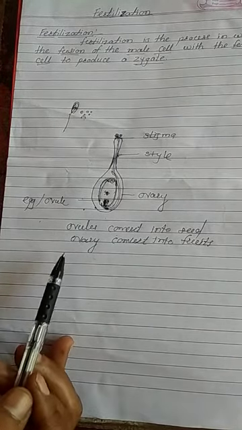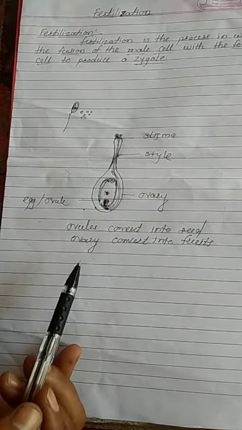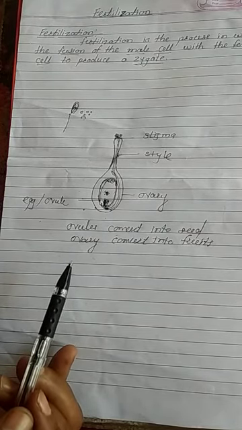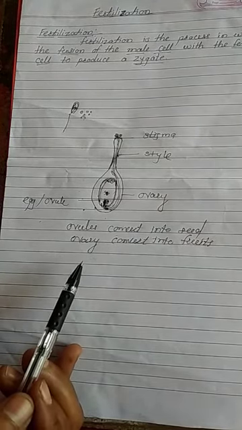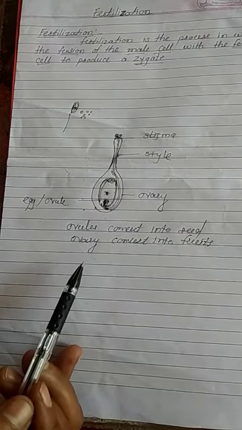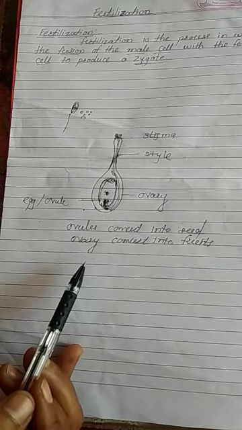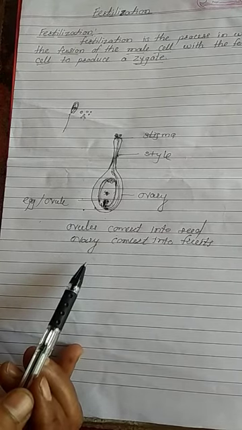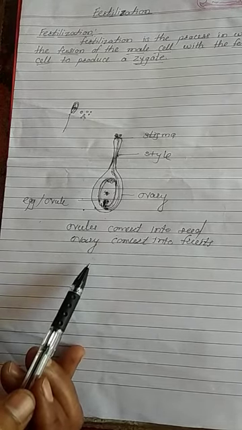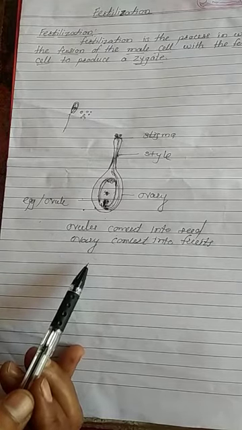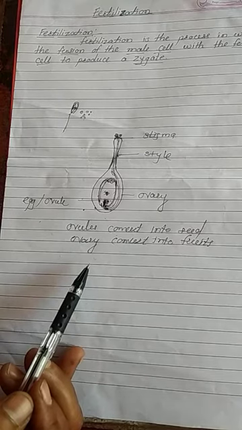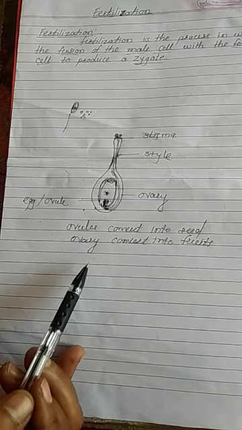The flower is the reproductive part of the plant. We already studied the parts of the flower. The androecium is the male part and the gynoecium is the female part. The androecium is also called the stamen, and it contains the anther and filament. The gynoecium is also called the carpel, and it contains the stigma, style and ovary.